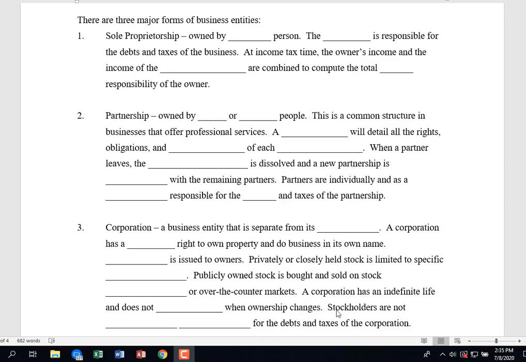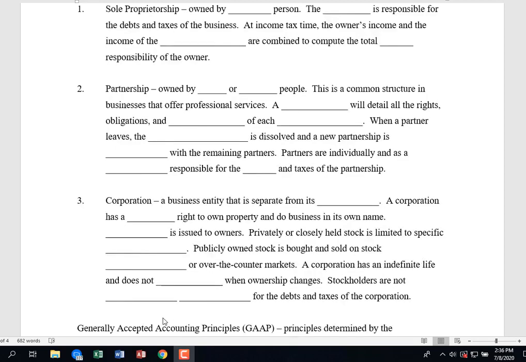When you incorporate, though, it protects you from some liability. If you notice here, it says stockholders are not personally responsible for the debts and the taxes of the corporation. So if the business doesn't pay their bills, they can't come back. Somebody can't come back and put a lien on your personal property and take your personal stuff. All right.